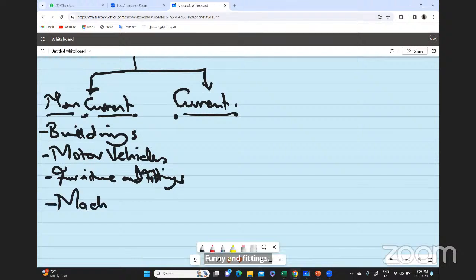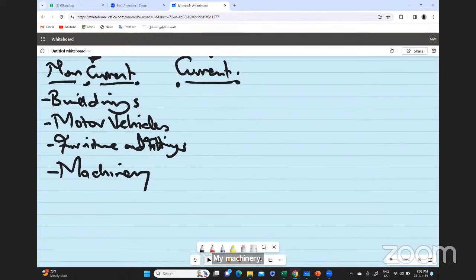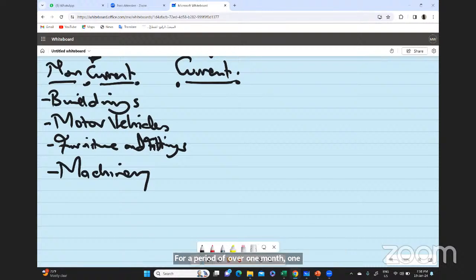Machinery. All these we are saying that they are non-current what? Non-current assets, because we expect to get economic benefit from them for a period of over 1 year. In actual sense, we are expecting them to stay in the business for a period of more than 1 year. Or if I'm to use a much more technical language, we are expecting to hold control over those assets over a period of more than 1 year.